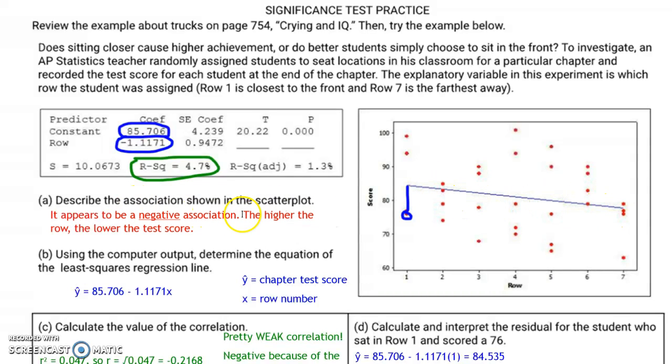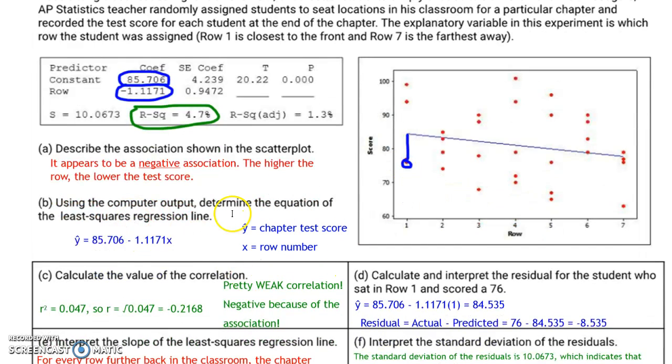And you're going to hammer it home by contextualizing it. As the row gets higher, the lower the test score. You can see that the test score is going down. Again, we're defining our variables. Once we make our least squares regression line, the coefficient that is constant, that's going to be your y-intercept. The row coefficient is also known as the x coefficient, which should make sense to you, that is the slope.